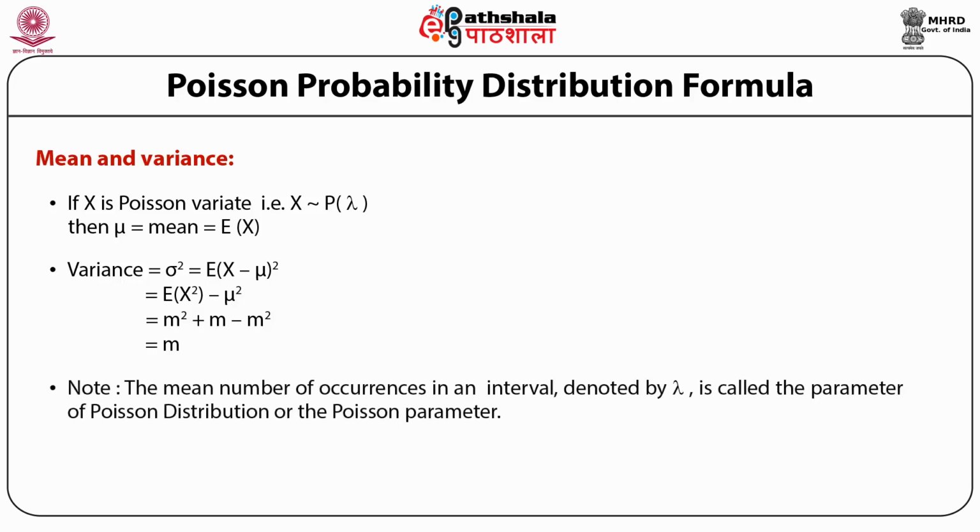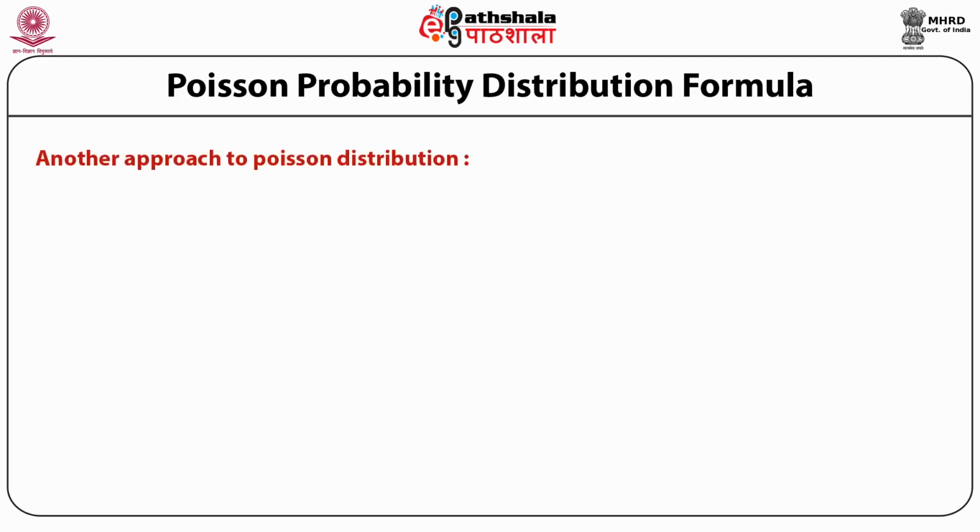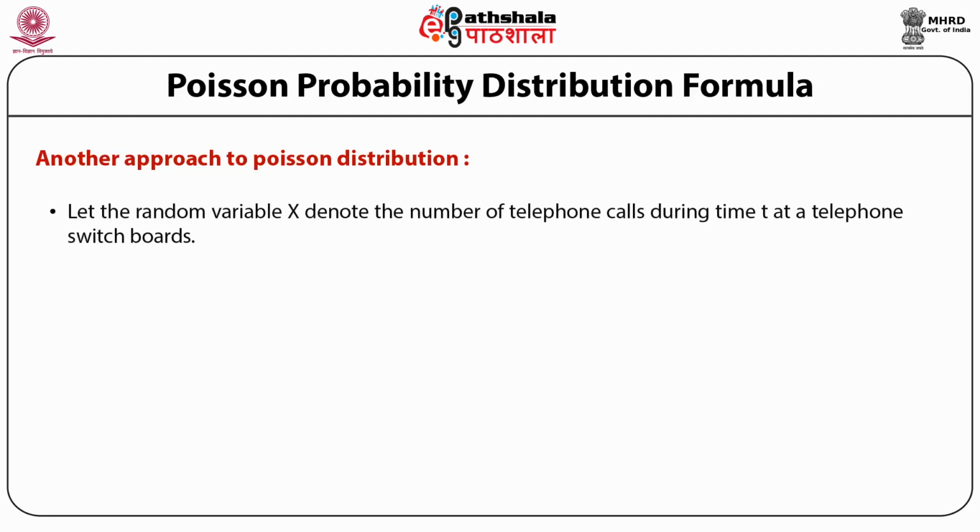Note, the mean number of occurrences in an arrival, denoted by lambda, is called the parameter of Poisson distribution, or Poisson parameter. Now, another approach to Poisson distribution. Let the random variable x denote the number of telephone calls during time t at a telephone switchboard. We assume that, number 1, the calls are independent; number 2, lambda denotes the mean arrival rate of telephone calls per second.